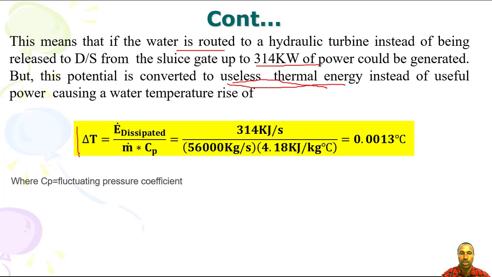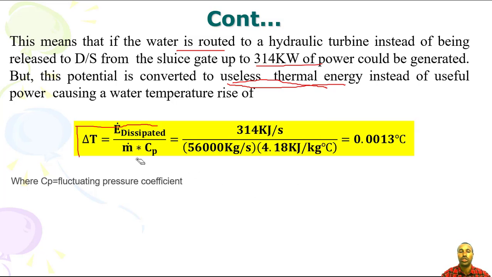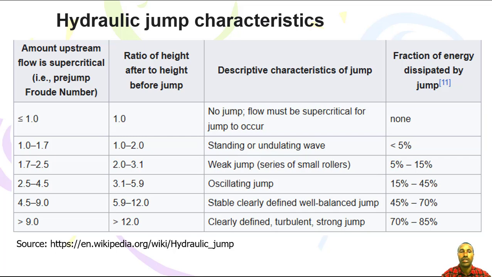The water temperature rise is given by this equation: energy dissipated divided by mass flow rate multiplied by Cp, the specific heat of water. So you have 314 kilojoules per second divided by the mass flow rate already computed. Then multiply by the specific heat for water, which is a constant, and you get the rise in degrees centigrade. Now you can finalize.